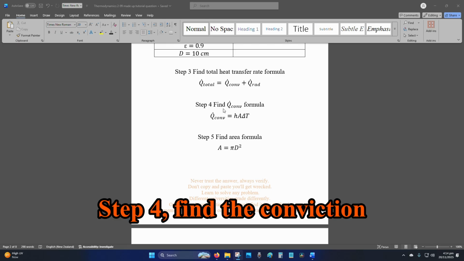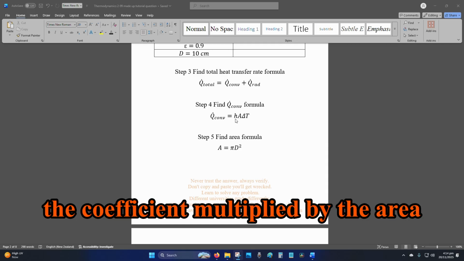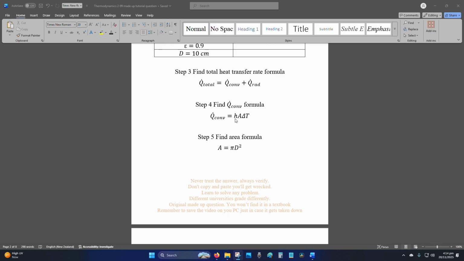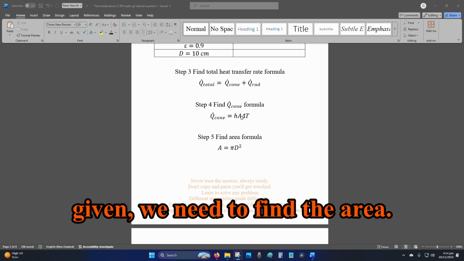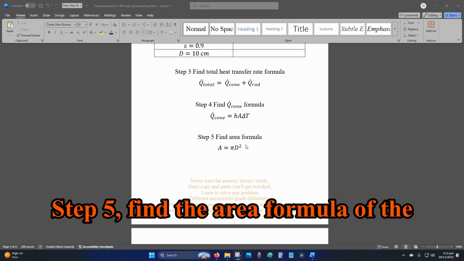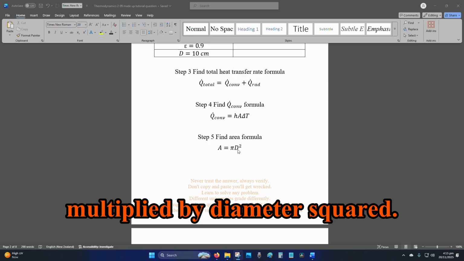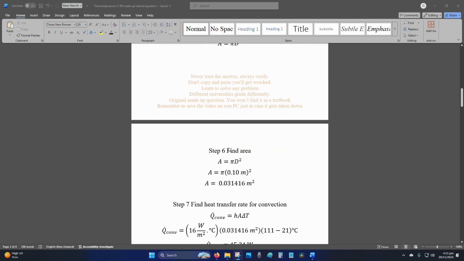Step 4, find the convection heat transfer rate formula. So capital Q dot convection is equal to the coefficient multiplied by the area multiplied by the change in temperature. So H and delta T are given. We need to find the area. Step 5, find the area formula of a sphere. So it will be pi multiplied by diameter squared.